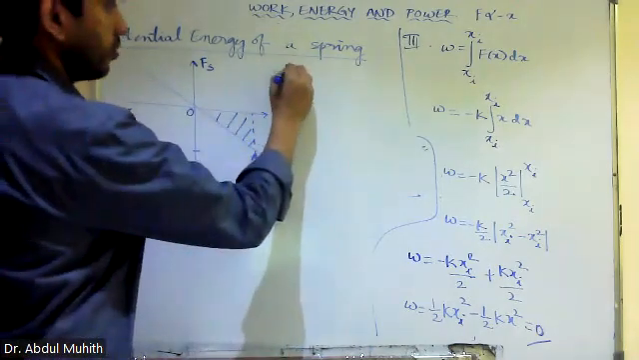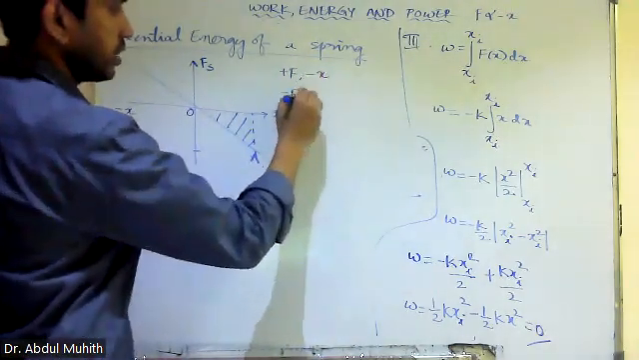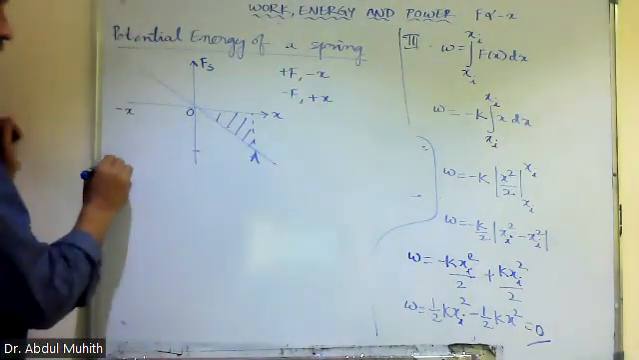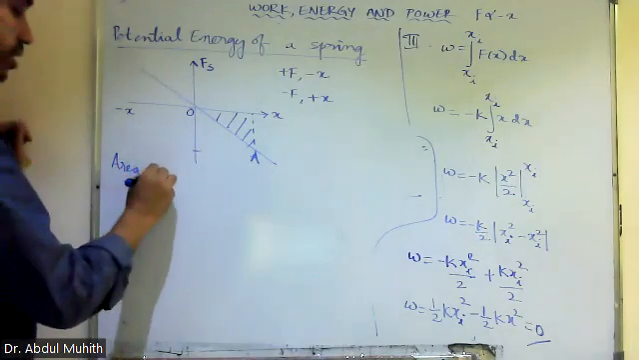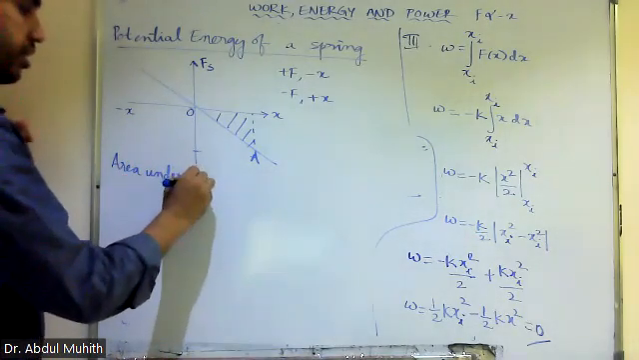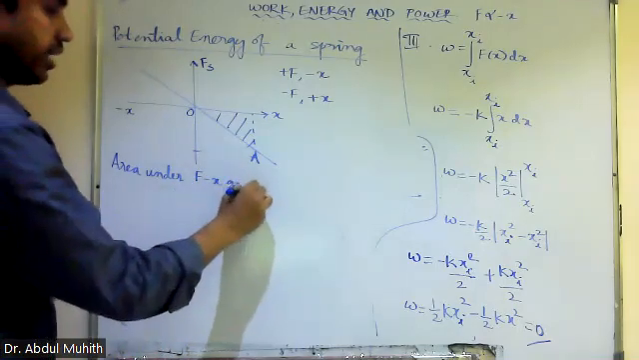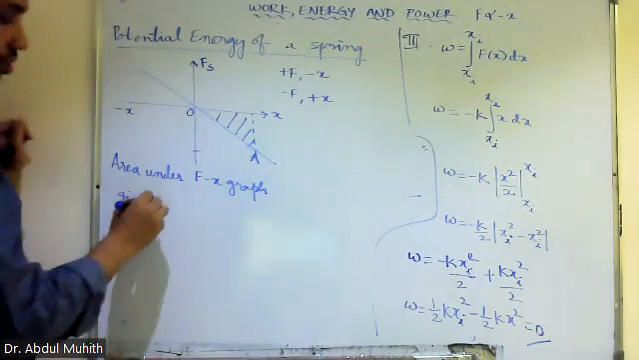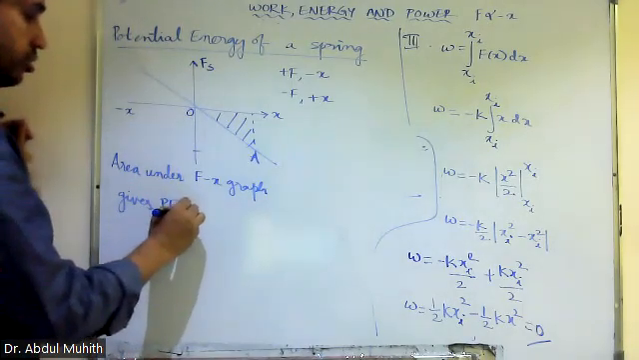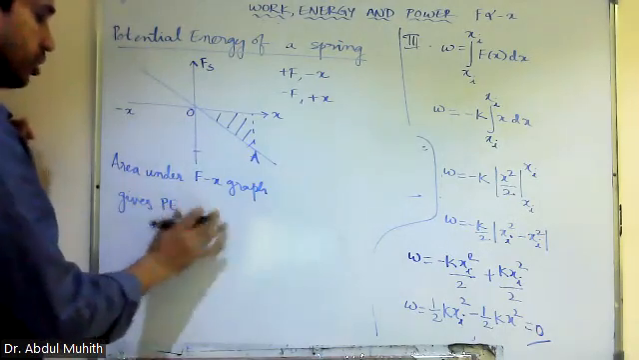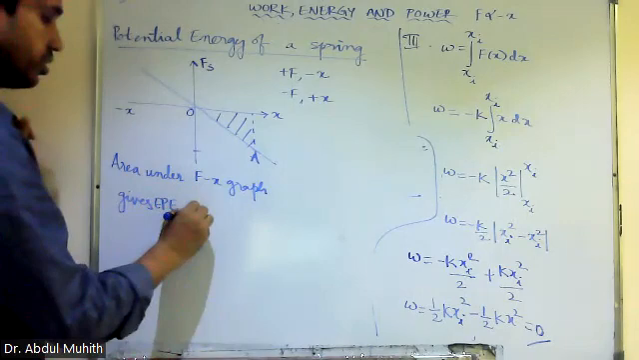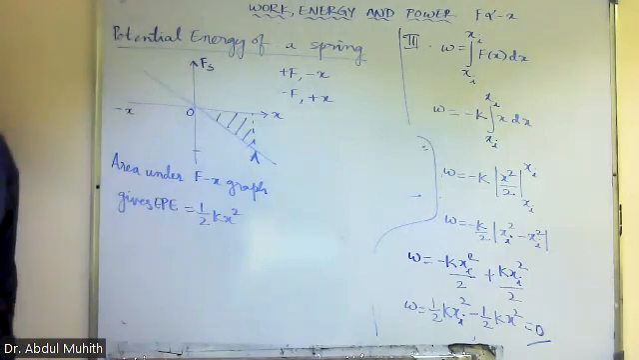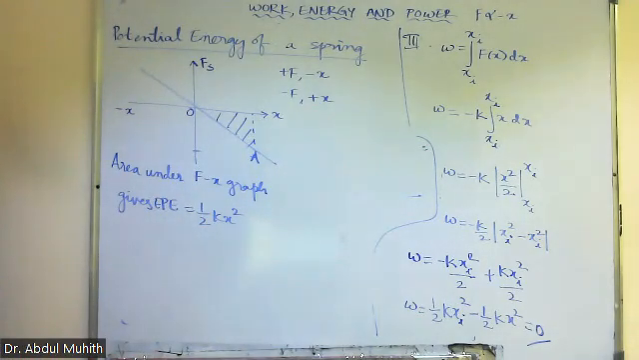If F is positive, then minus x; when minus x, plus x. Got it? So if we find out the area under the F-x graph, I'll write here. Area under, yesterday also we did something. Area under the F-x graph gives what? Energy, right? It gives potential energy stored in the spring, or elastic potential energy. That is equal to half k x square.